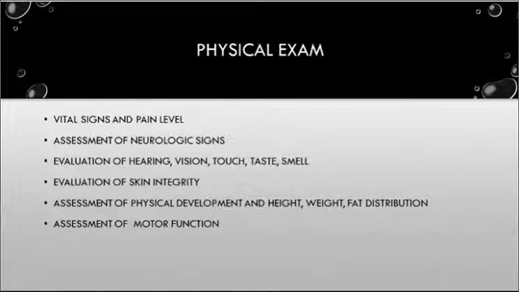Vital signs and pain level. Pain is important. Assessment of neurological signs. Hearing, vision, touch, taste, smell. Hearing and vision can impact a person's interaction, their thinking. Maybe it has to do with their memory or cognition. So always check the hearing and vision before you assume further. Assessment of physical development, height, weight, fat distribution, assessment of motor function. This is on page 1719, included there.